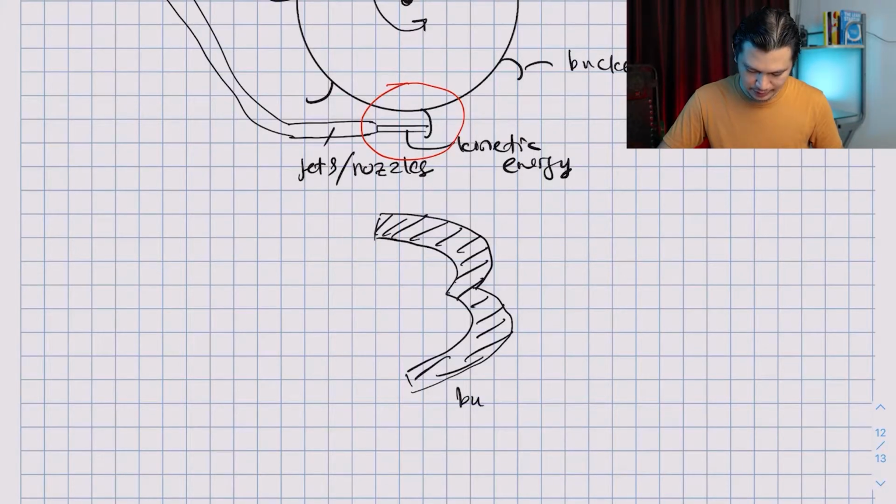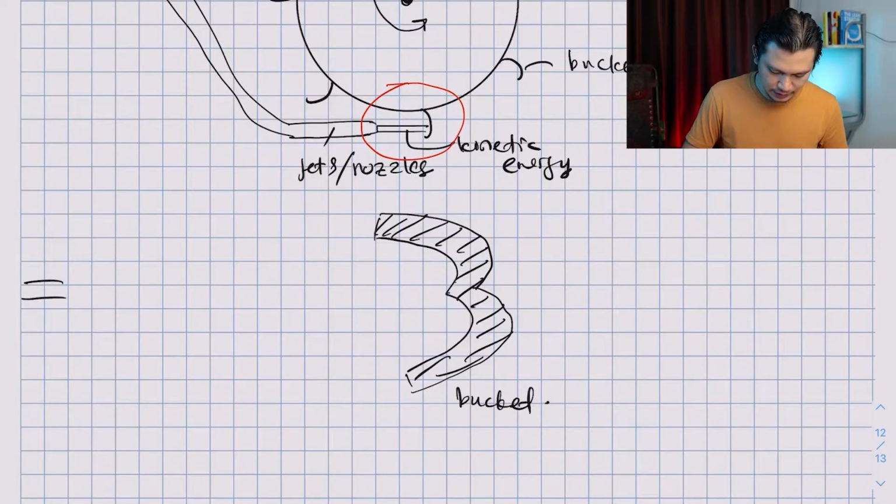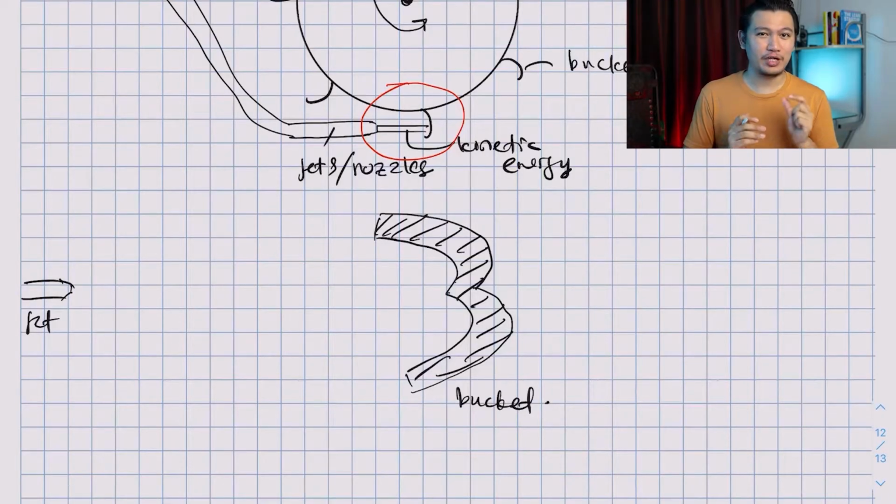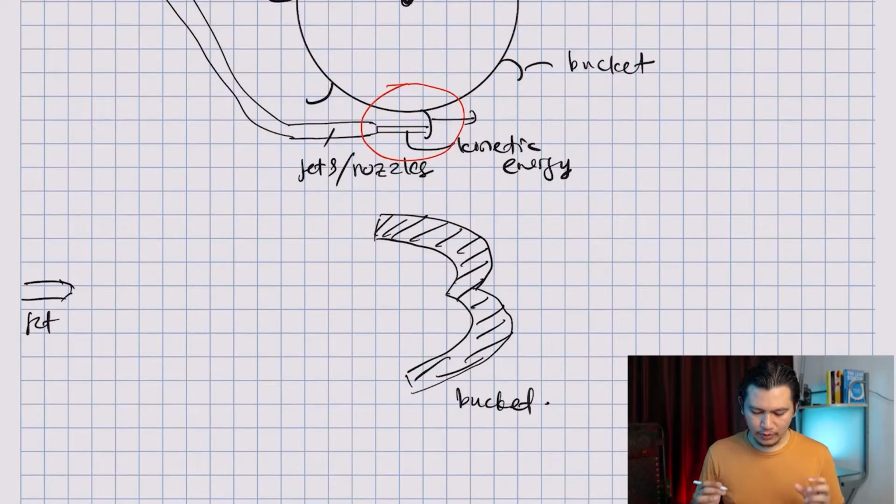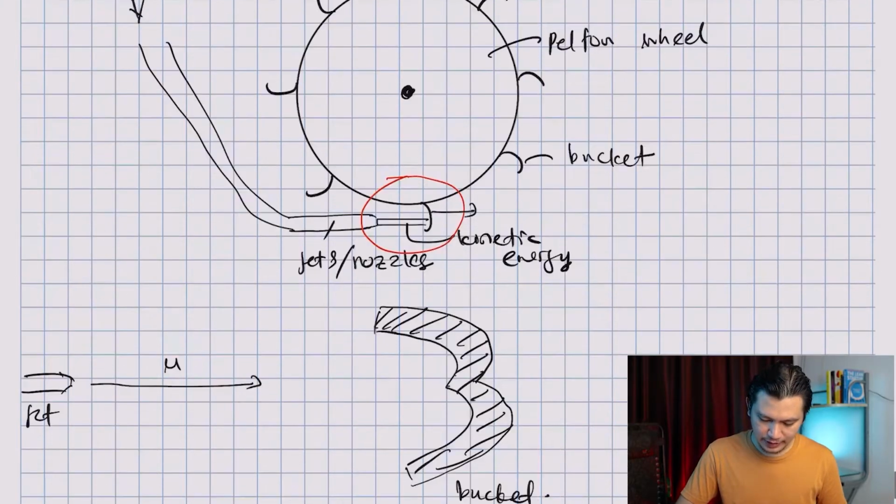So this is the bucket, and the water jet comes from the left. Okay, here is the water jet. This is the nozzle. Remember that for Francis turbine, you have velocity triangle. But this is much simpler, right? You don't even have a triangle. Now, what do the velocity components look like for the Pelton wheel? First of all, you have the velocity of the bucket. That is u, right? So this bucket has velocity u, and u is equal to omega r.